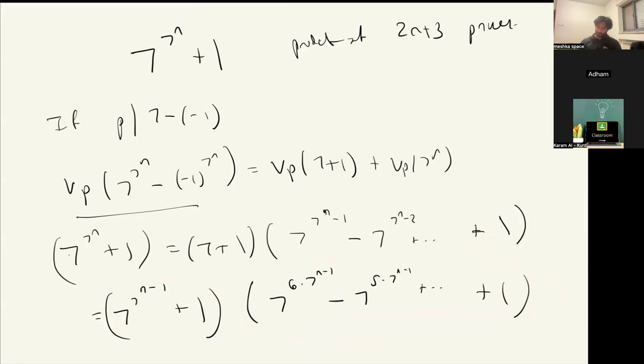Does it make sense? Yes. Why do we get that it has 2n plus 1 factors? It's because if we were doing induction, this is the same expression, but with n minus 1 instead of n. So if we knew the result for n minus 1, this would have twice n minus 1 plus 3, which is 2n plus 1 factors. Do you see?